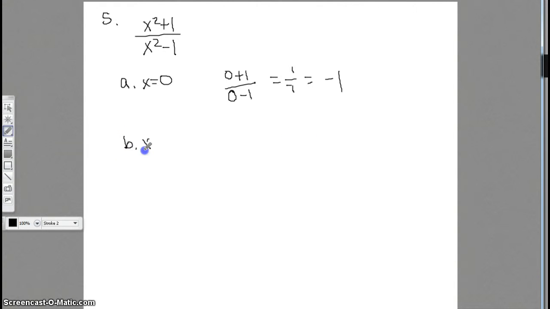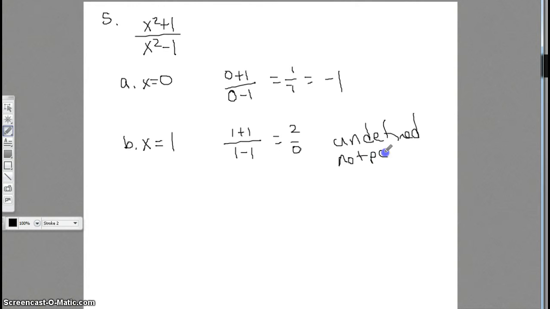For part B, we use x equals 1. Okay, so in our numerator, we have 1 squared, which is 1, plus 1. In our denominator, we have 1 squared, which is 1, minus 1. That gives us 2 over 0. That one is undefined. So you can actually write undefined, or you could write not possible, because it is not possible to write a rational number with 0 in the denominator.